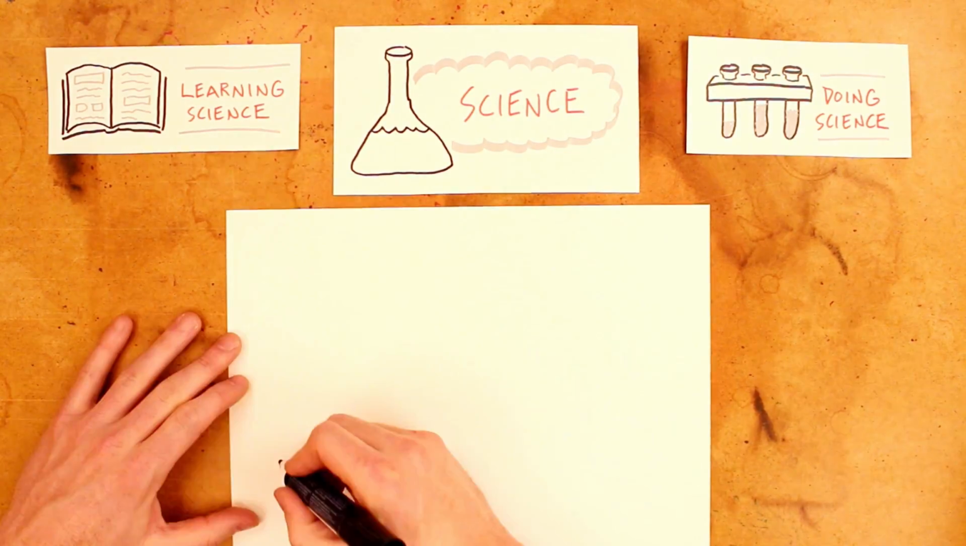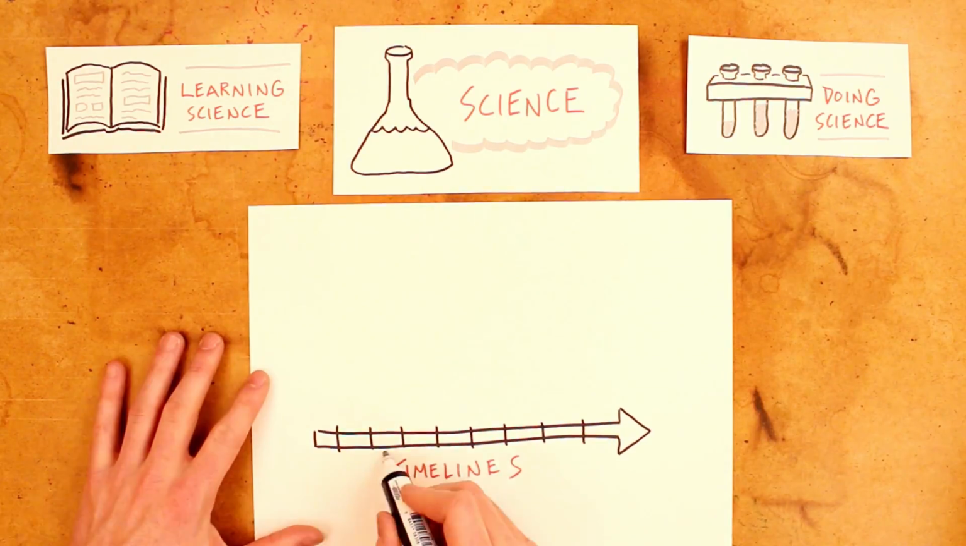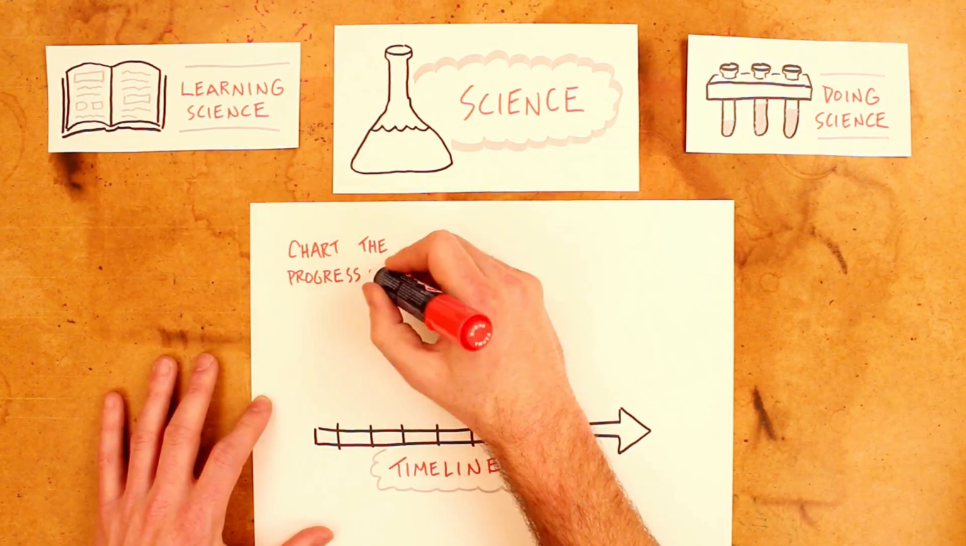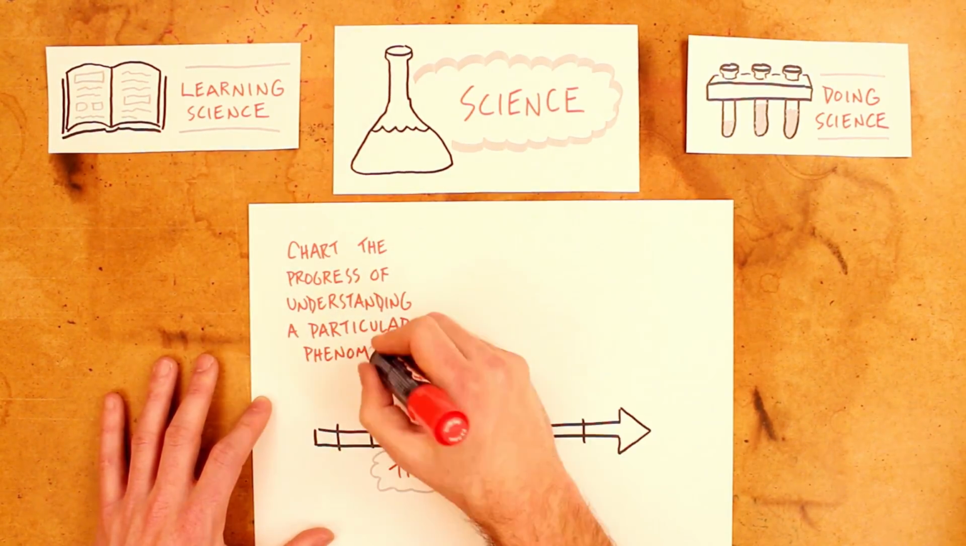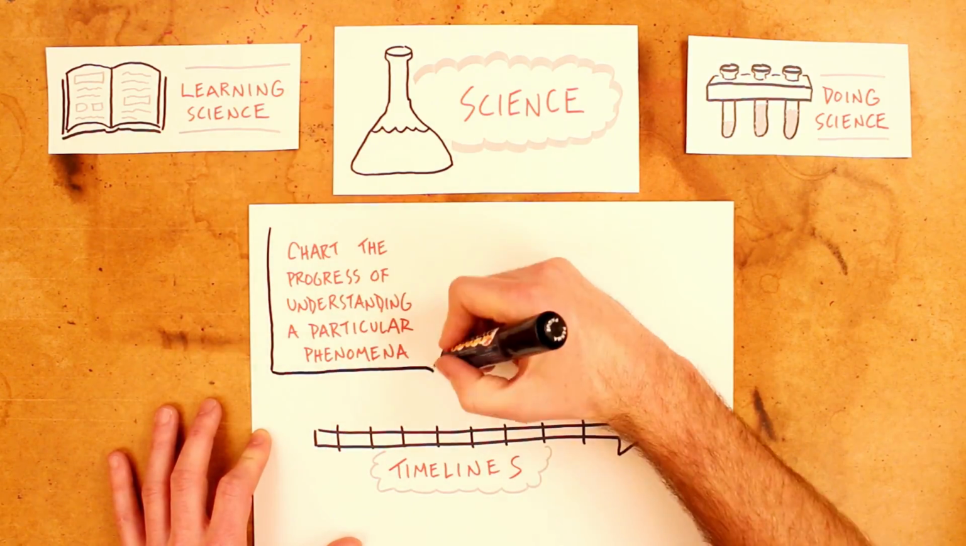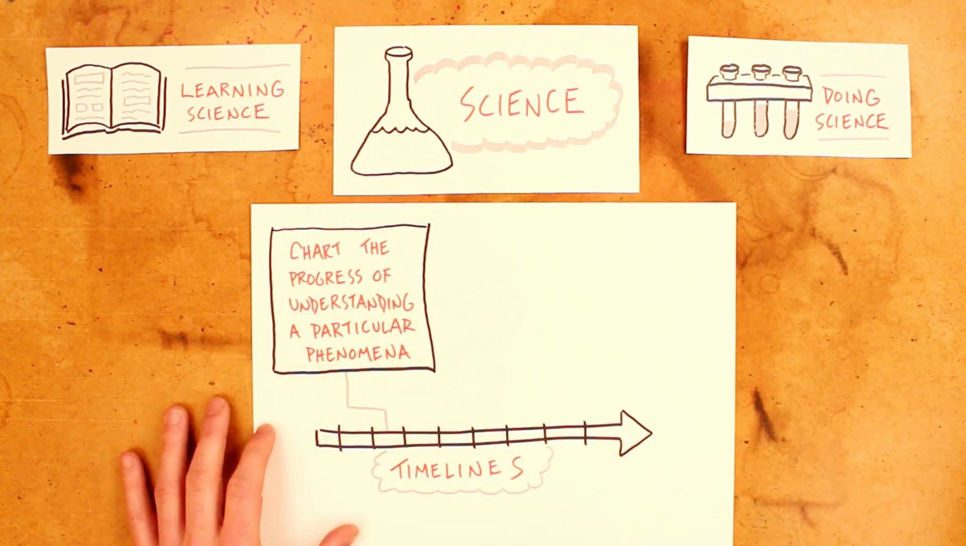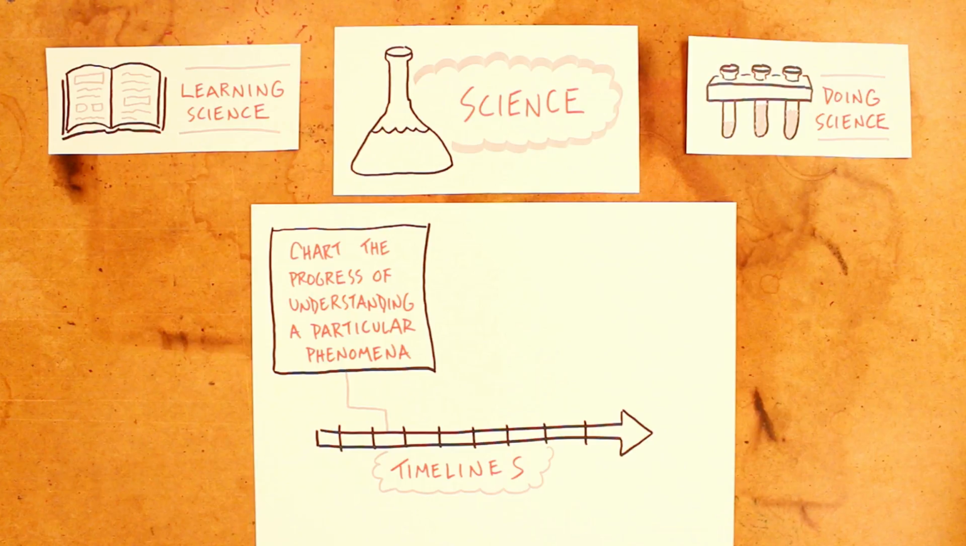Finally, let's look at timelines. When learning science, you can use a timeline to chart the progression of understanding of a particular phenomena. Our place in the universe is a great example. From a flat Earth to a spherical one in the center of the universe to a sun-centered solar system. That will help you see that science is a process, not a destination, and that our ideas about a particular phenomena will continue to evolve as we make newer and better observations of that phenomena.